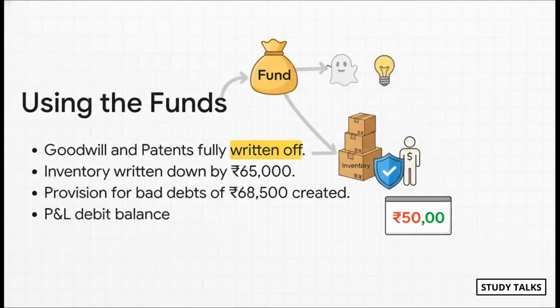Now let's put that fund to good use. The reconstruction scheme lays it all out for us. We have to write off the goodwill and patents completely. The inventory needs to be written down to its real value. We need to create a necessary provision for bad debts, and of course, the big one, that huge debit balance in the P&L account is finally wiped off the books. Even a penalty for canceling a contract gets paid out of this fund.